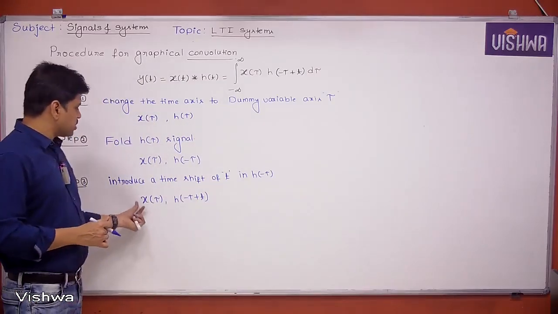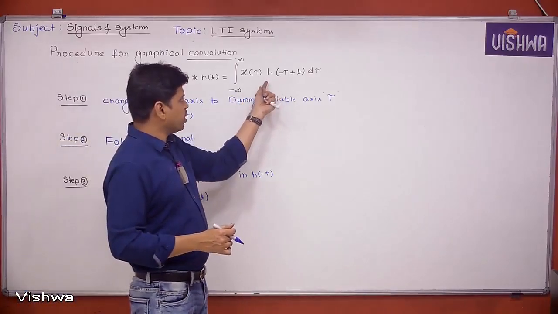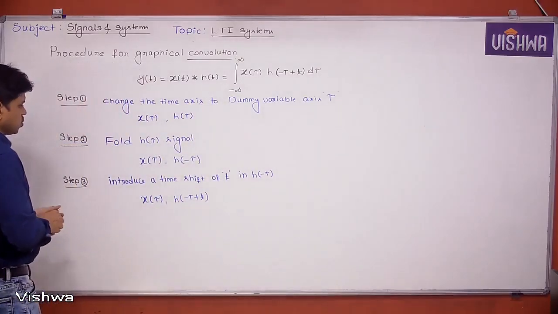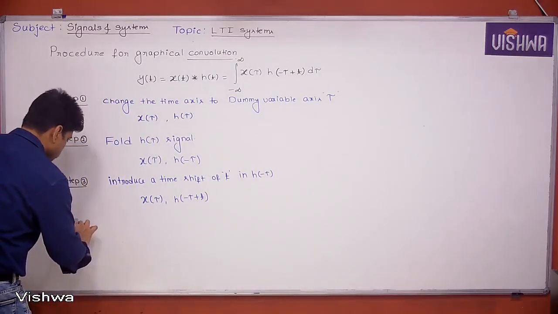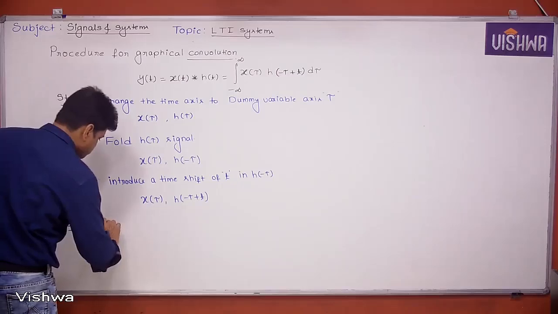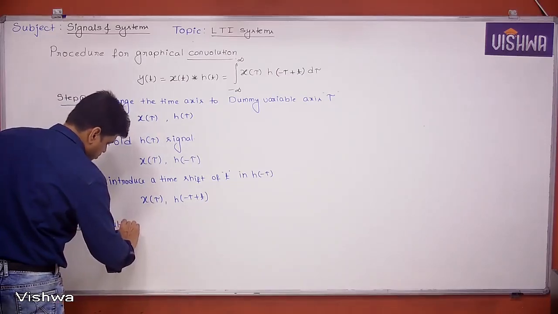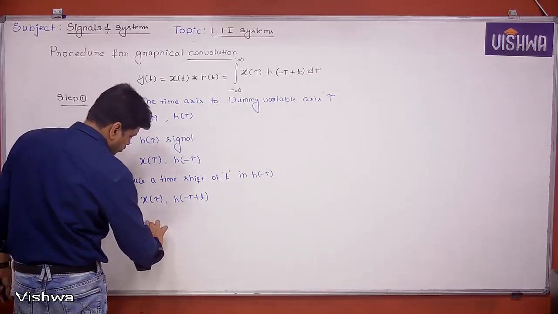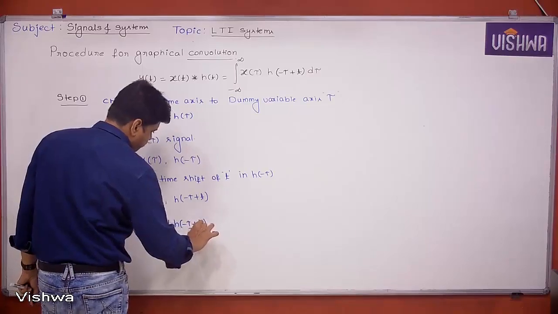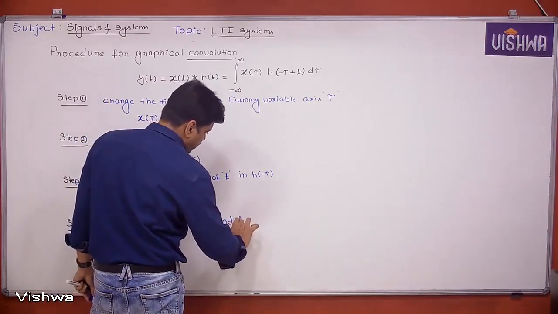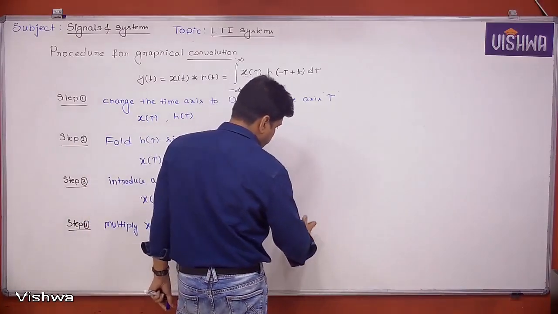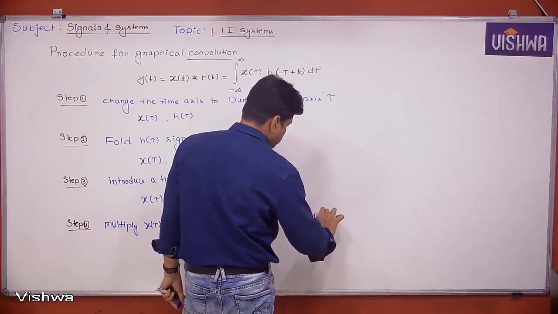Once we have x of tau and h of minus tau plus t, what do we have to do? Simply multiply them and find the area to get y of t. That's what we have to do. So step 4: multiply x of tau and h of minus tau plus t and find the area to get y of t. So this is the final step.